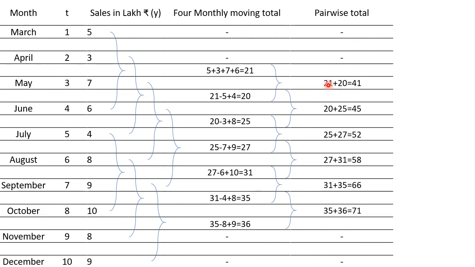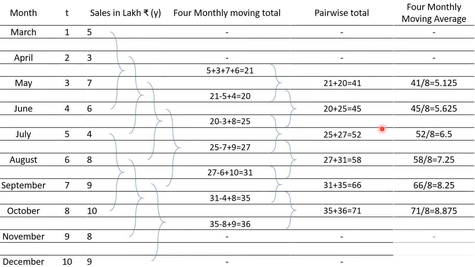Now once again, in the first column we made a total of 4 values. In the next column we made a total of 2 values which consisted of 4 values each. That means this 41 is the total of different 8 values. This pairwise total column consists of the total of actually 8 different values. So when we find the average here, we will be dividing the 4 monthly moving total with 8.